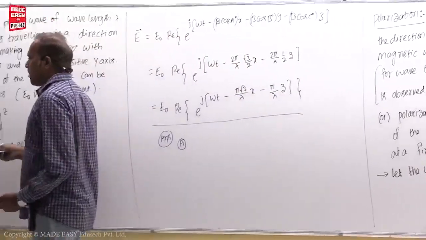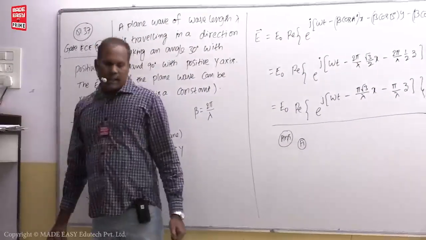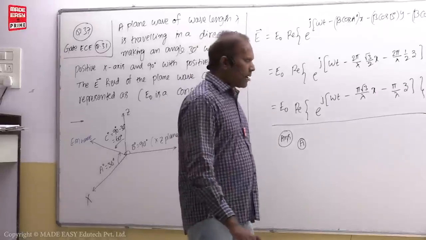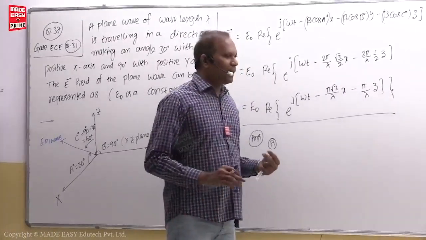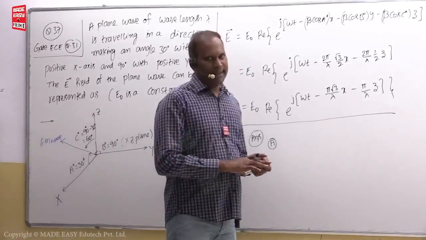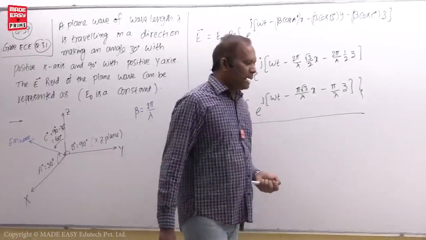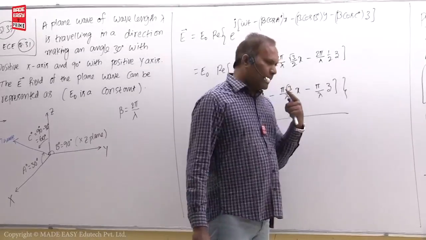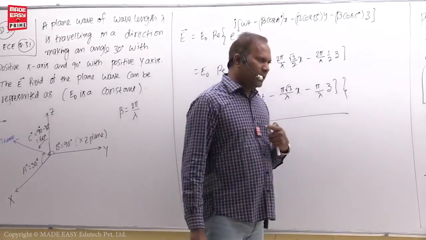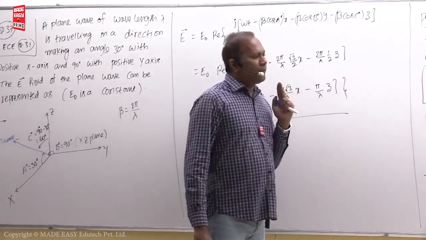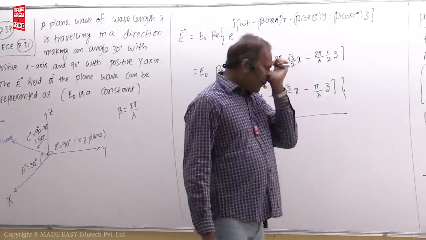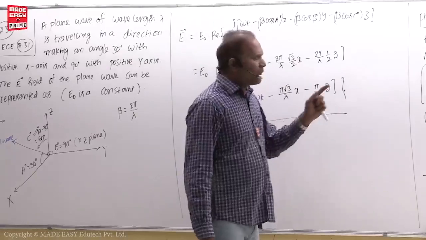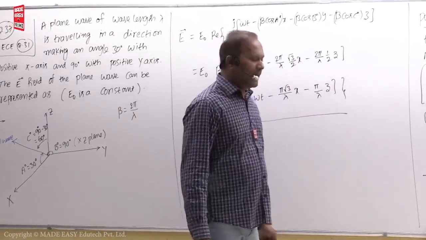Now, polarization. Let us discuss the polarization. After discussing the polarization, we will solve some questions, and again we will discuss oblique incidence. Oblique incidence means what is the transmission coefficient and reflection coefficient if the EM wave hits the boundary surface at some angle. Earlier we have studied normal incidence. After this we will study oblique incidence.